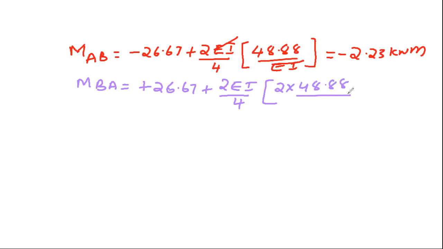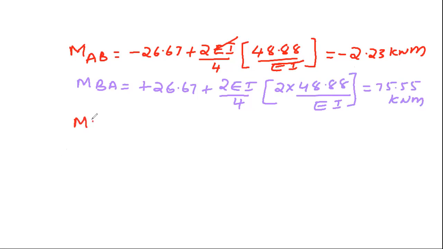48.88 by EI. Theta A is 0, and delta is also 0. So you will be getting it as 75.55 kilonewton meter. You please check these values. Whatever I am writing, sometimes it may be wrong, so please clarify those answers.